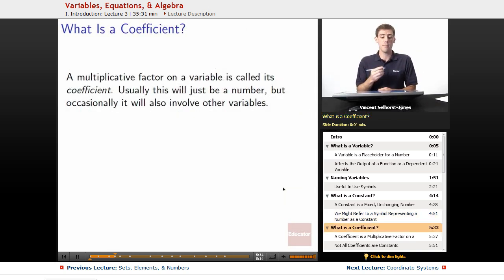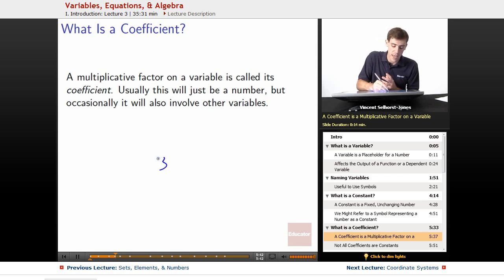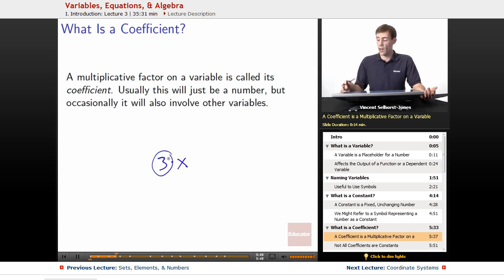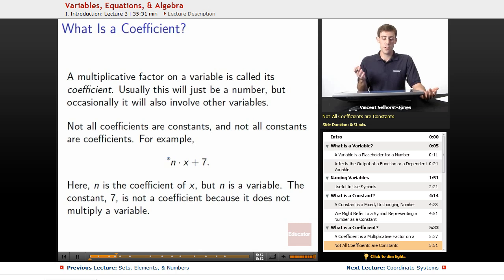A coefficient is a multiplicative factor on a variable. So anything that has some number multiplying in front of it and is a variable, like 3 times x, its coefficient is 3. So normally it's just going to wind up being a number, but occasionally it's also going to involve other variables. So not all coefficients are constants, not all constants are coefficients. For example, if we have n times x plus 7, we've got n is the coefficient of x because it's multiplied against x. But 7 is not a coefficient because it's not multiplying against any variables. 7 is a constant, though, because it's just a fixed number.